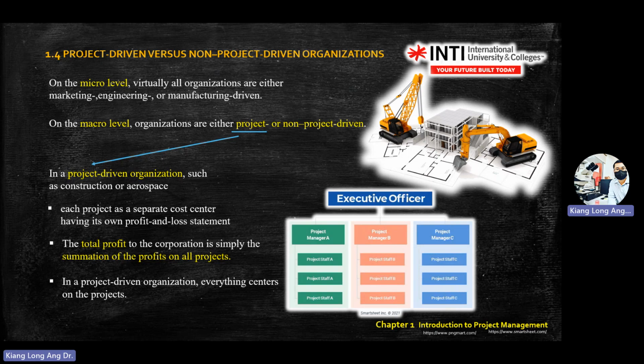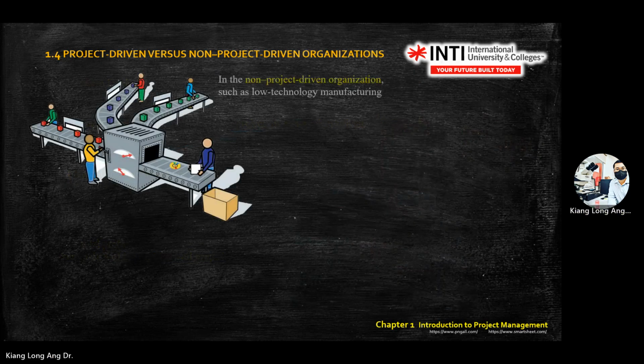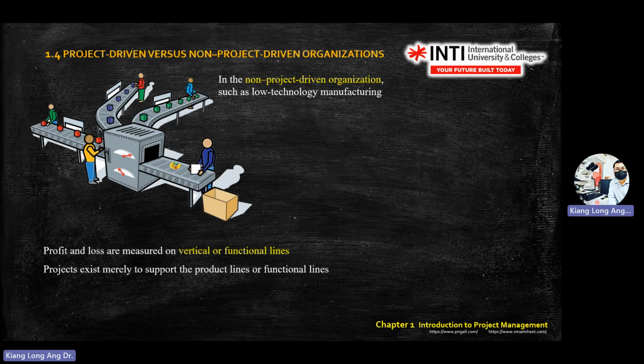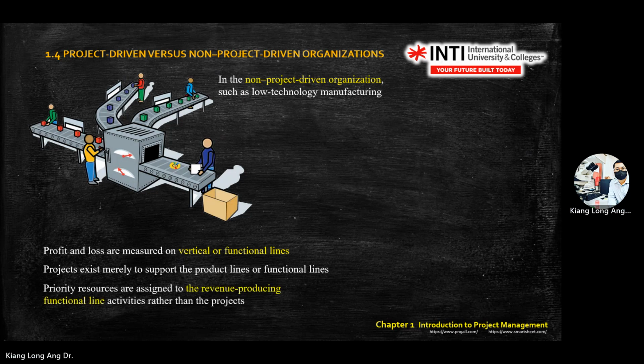A good example is the Tesla company, or the SpaceX company. They are project driven organizations, right? A non-project driven organization is normally low technology manufacturing. Again, you're looking at the functional line, profit and loss. They focus on profit, so whichever department gains money or brings profit to the company, they will focus on that. Again, the project is to bring in profit for the company to support the production line or the functional line.